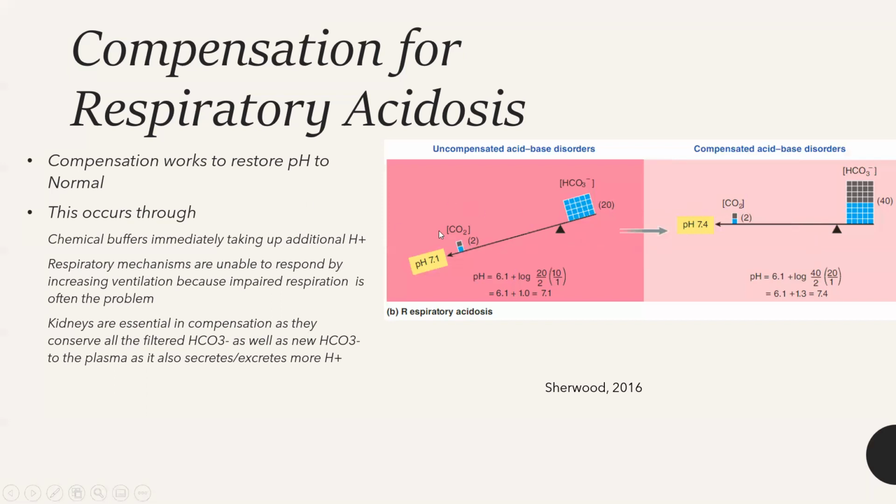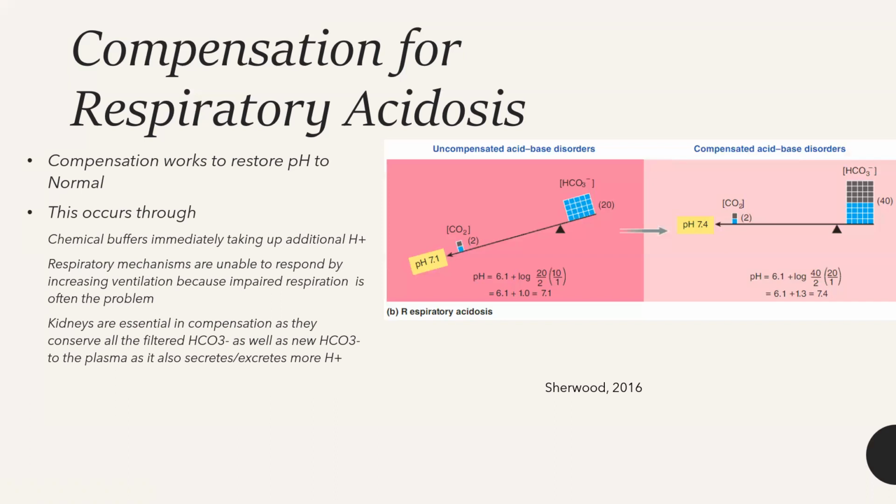So how the body is doing this is through various ways. The first is through chemical buffers, which immediately are taking up additional hydrogen. The next way is through respiratory mechanisms.